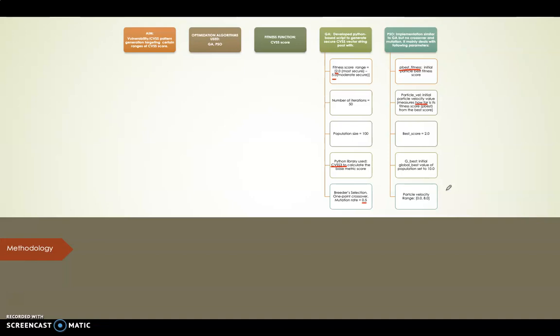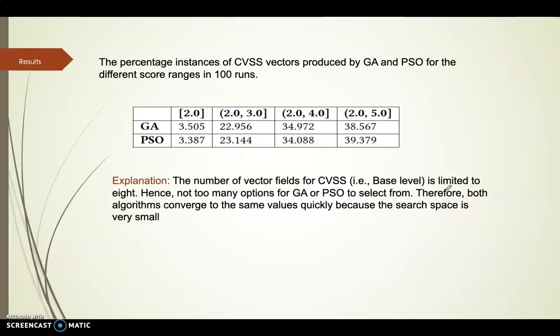Here we have also taken a range of particle velocity, which is between 0 to 8, 0 being the minimum value that it can take, 8 being the maximum value. It's because the CVSS pattern has 8 vector fields, and the maximum number of different values for vector fields between two CVSS patterns can be 8, since there are 8 vector fields. Hence we took this range. Now let's talk about the statistical results of our approach.